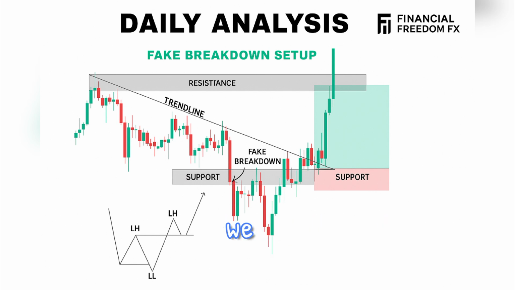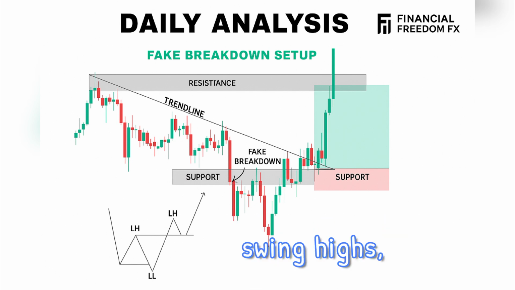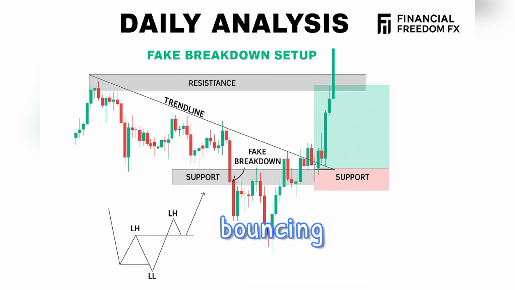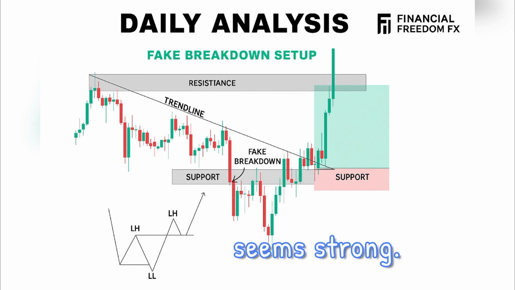Starting from the left, we see a clear downtrend in price action. Lower highs, LH, and lower lows, LL, dominate the chart. This is confirmed by the zigzag diagram at the bottom left corner. The trend line is drawn across the swing highs, acting as descending resistance. Sellers are in control at this stage, and the market appears to be respecting this trend line perfectly, bouncing off it multiple times. The bearish sentiment seems strong.